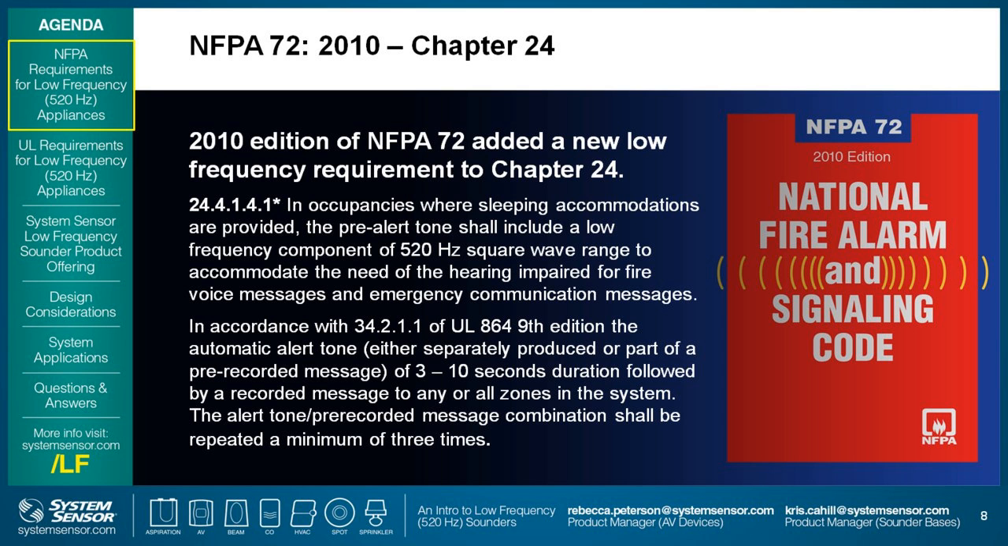It's important to note that in the UL 864 9th edition standard, so that's a standard that all of the control panels are listed to, it actually gives you an indication of how long you should play this message. And what they want you to do is play the tone, which can be individual or it can be combined with a voice message. It can be in duration of 3 to 10 seconds, and they want you to cycle this about 3 times to make sure that the occupants have heard the tone and the message.